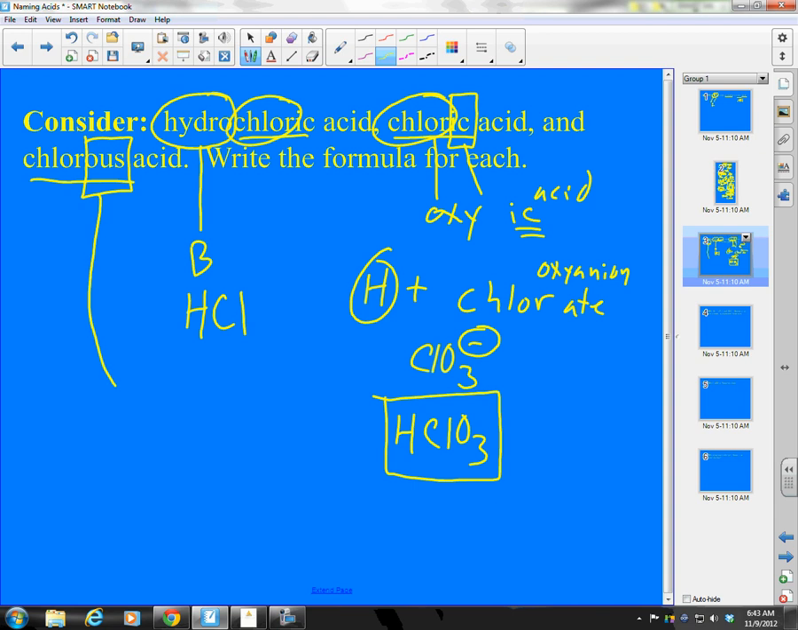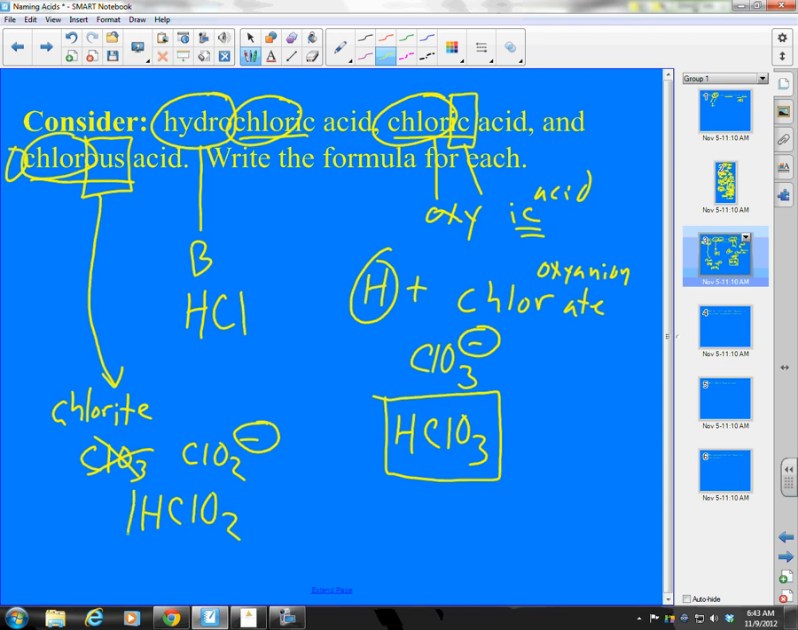All right, no hydro here. It ends in us. That means it has to come from an ite. And what is the ite? Well, it's going to be chlorite. And what is chlorite? ClO3. Oh, no, ClO2 minus. It has 1 minus. How many hydrogens do I need? I need 1 then. HClO2. So that is chlorous acid. Okay, it's a little bit complicated, but I think you guys can handle it.